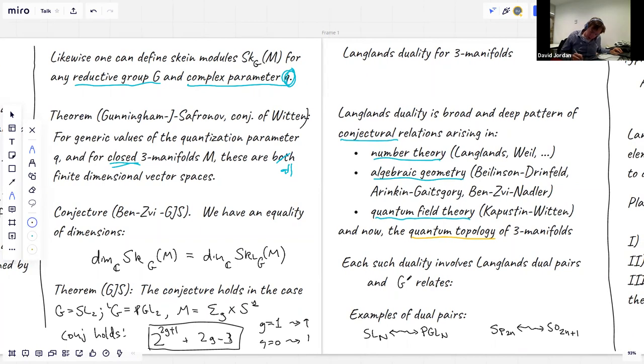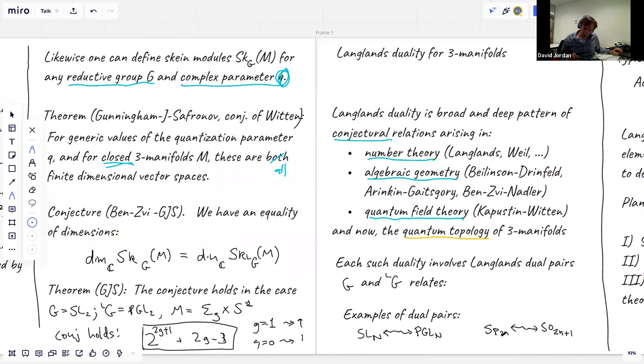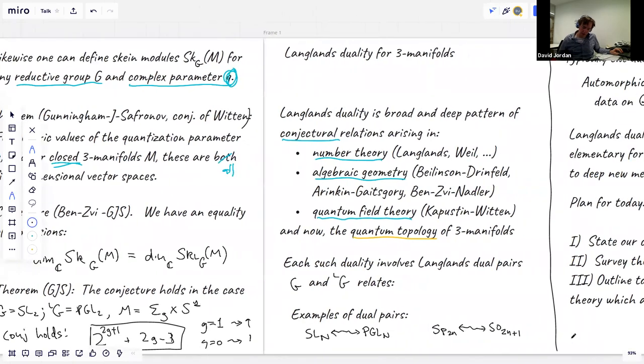So Langlands duality relates a group G and its Langlands dual. So they come in pairs like that. Examples of dual pairs, just to keep in mind: the group SL_N is Langlands dual to PGL_N. So those are both groups in type A. But for instance, the symplectic group of rank 2n is in duality with the special orthogonal group of rank 2n plus 1. So the groups that appear in this duality are not related in a straightforward way.